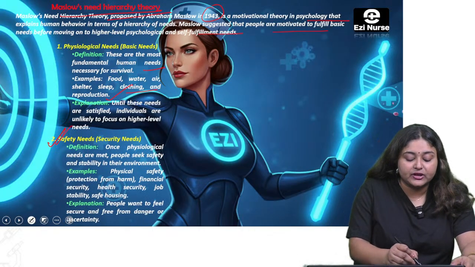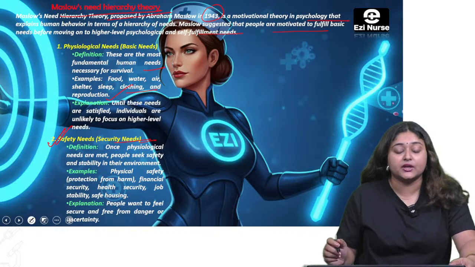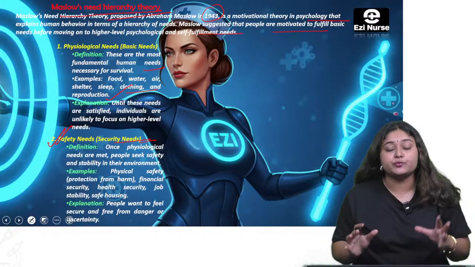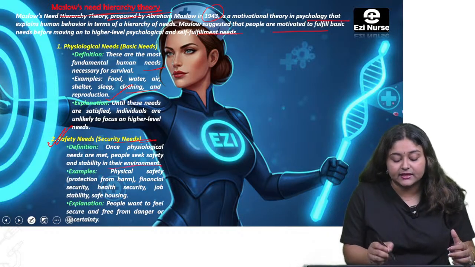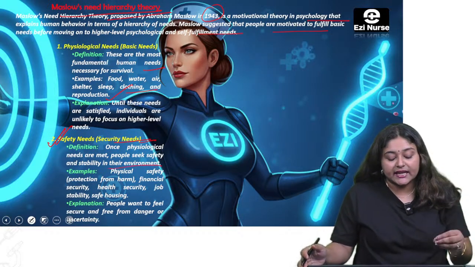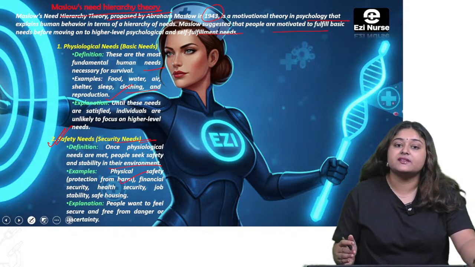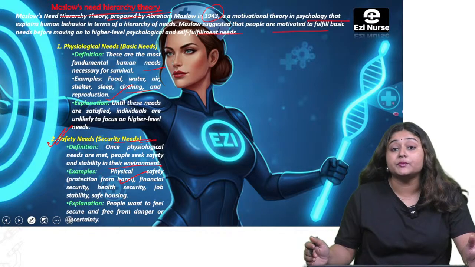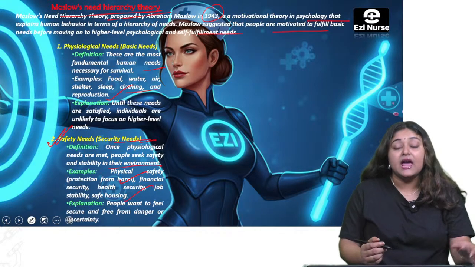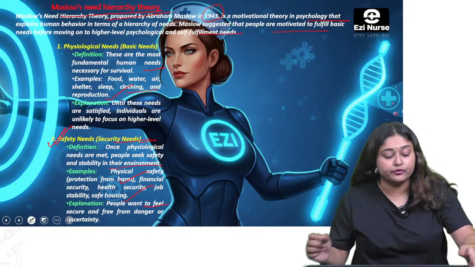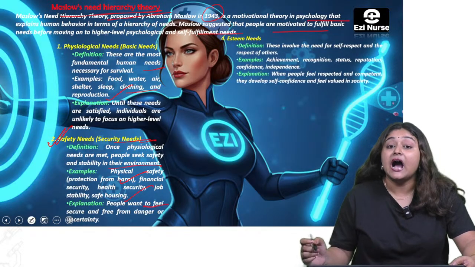Now come to the safety needs or security needs. So what is the definition? When the physiological needs are met, people try to seek safety and stability in their environment. Next is the example. So physical safety, protection from harm, financial security, health security and job stability as well as safe housing. Now come to the explanation. So in this, people want to feel secure and free from danger or any kind of uncertainty.